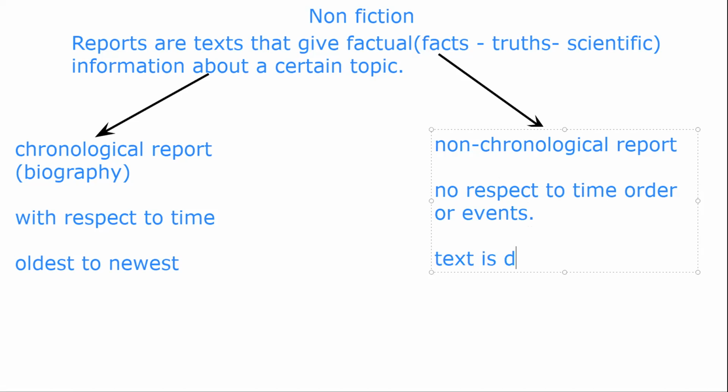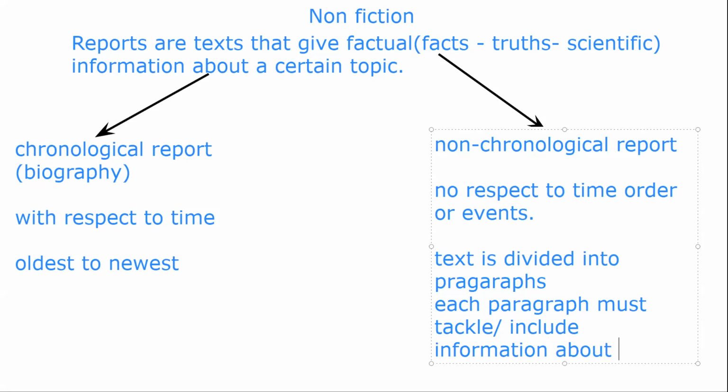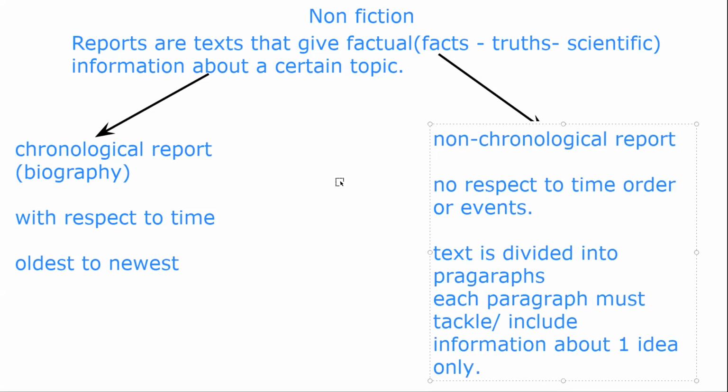The text is divided into paragraphs. Each paragraph must tackle or include information about one idea only. What do I mean by this? If I'm talking about ants, for example, my main topic, the certain topic of the report, is ants. And here I want to write a report, and it must be divided into paragraphs, right? And each paragraph must include information about one idea. What do I mean by one idea?